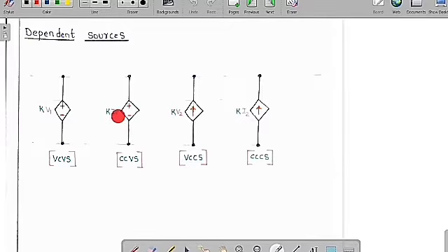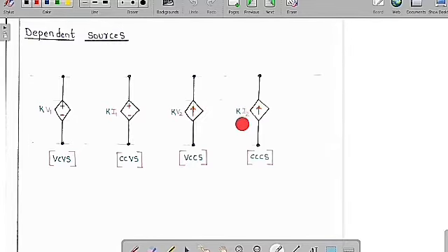So I1 is a current control parameter. This is going to control the voltage across this symbol. So therefore we can say it's a current control voltage source. Similarly here V2 is the voltage variable. It is going to control the current source across this one. So therefore we can say voltage control current source.